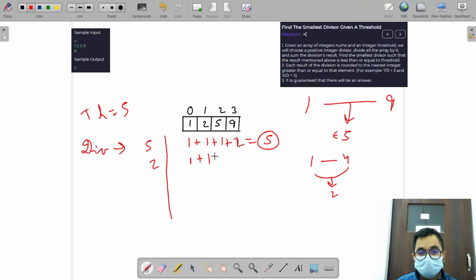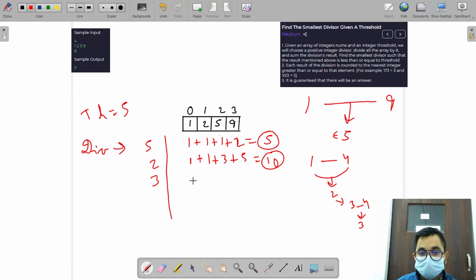1 plus 1 plus 3 plus 5. 8, 9. It's very big. We need to reduce it. And to reduce it, what we need to do? We need to increase our mid. To reduce this, we need to increase our mid. You understand what I'm saying? So what we need to do is, we need to search in between 3 and 4. Mid is going to be 3.